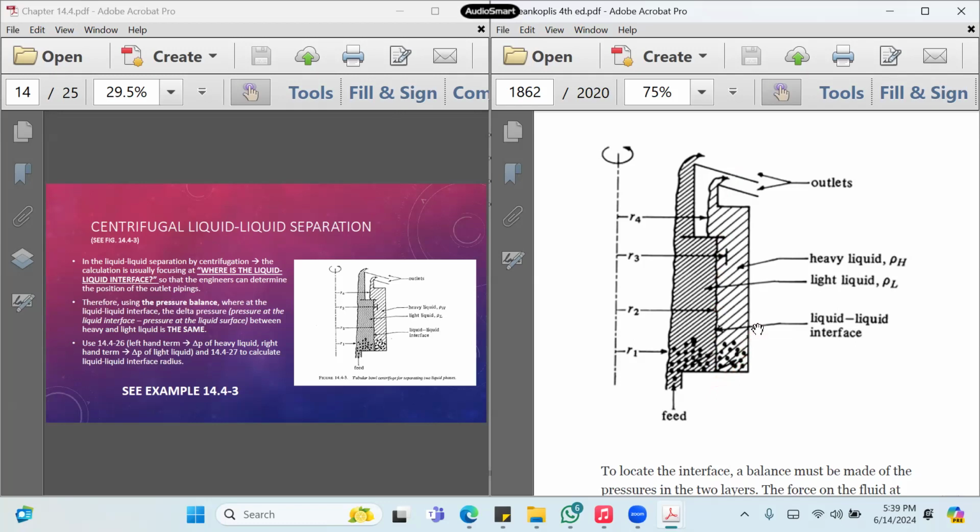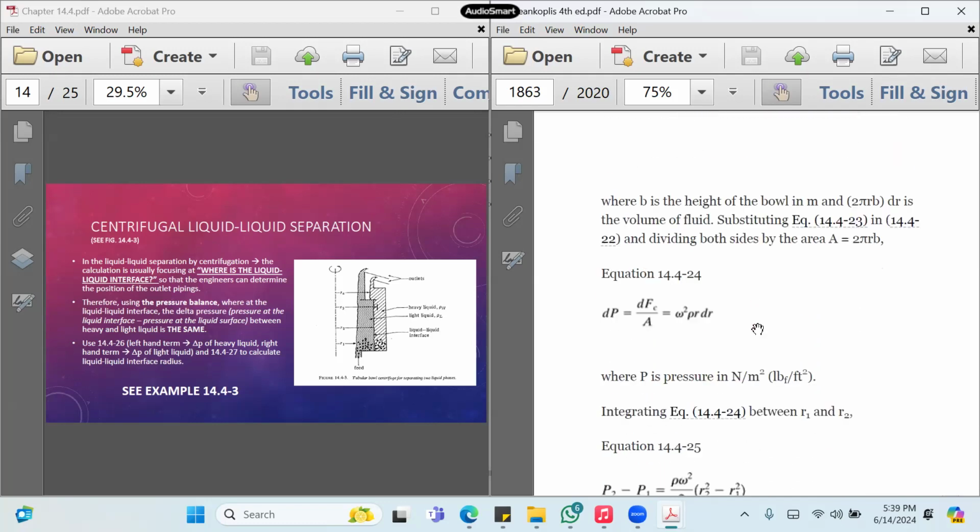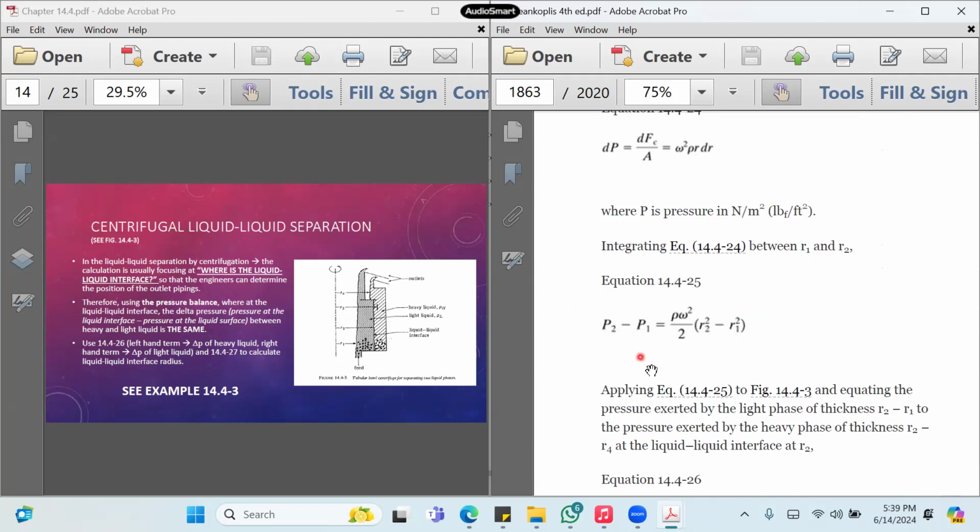Now, how do we calculate it? We will use what we call a pressure balance.